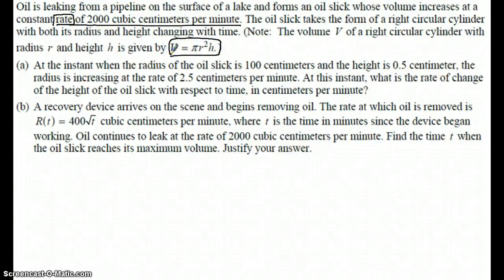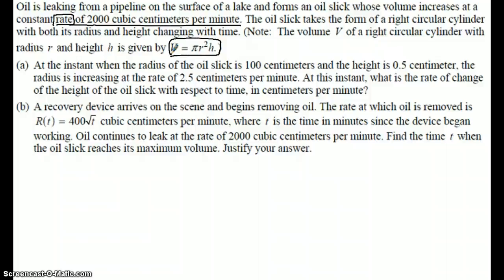Alright, so part A, we want to know at the instant when the radius of the oil slick is 100 centimeters and the height is 0.5 centimeters, the radius is increasing at a rate of 2.5 centimeters per minute. At this instant, what is the rate of change of the height of the oil slick with respect to time in centimeters per minute? Well, this is nice. It's pretty straightforward, and we know all but one of our variables. So we just need to sort things out real quick, and then we'll take the derivative of our formula and then solve.